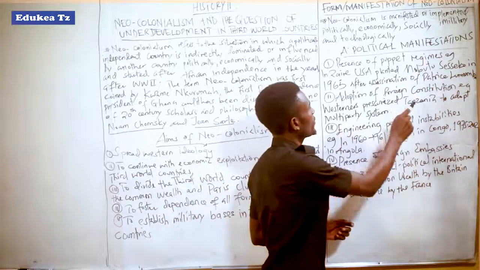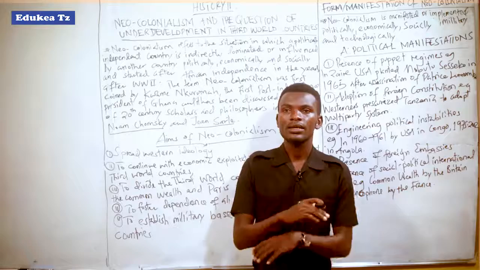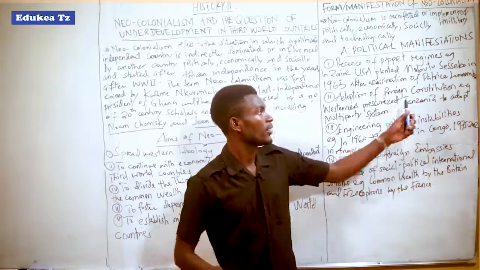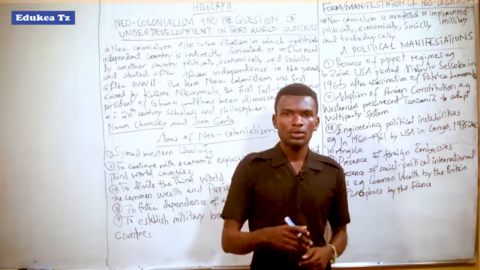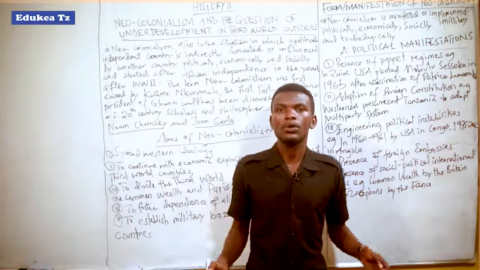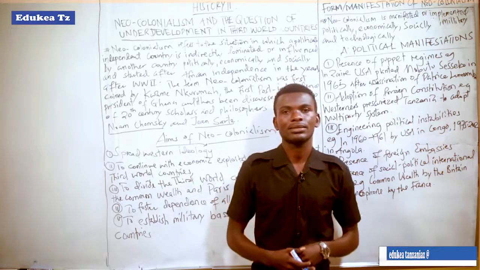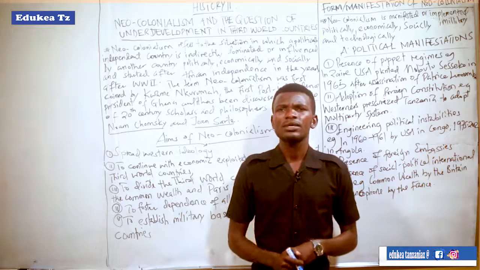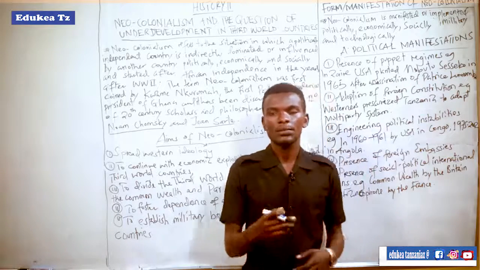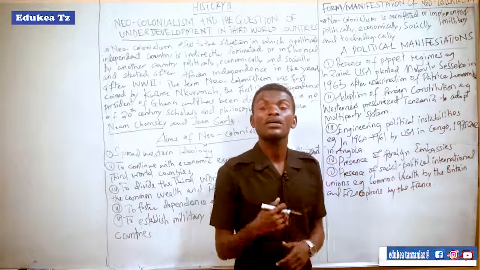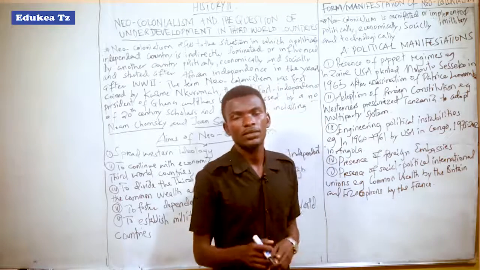Another one is the adoption of foreign constitutions. It means many third world countries have been adopting foreign constitutions. For example, after the Second World War, many African, Asian, Caribbean, and other third world countries became politically independent. And as a result, they adopted the foreign constitution.